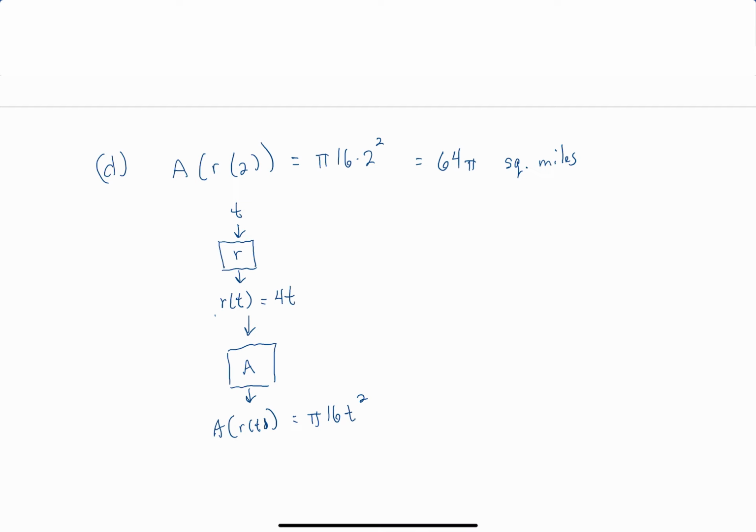So this stuff forms our composite function, A composed with r, A of r of t. That's what we did in part C. Then in part D, we put a particular number in.